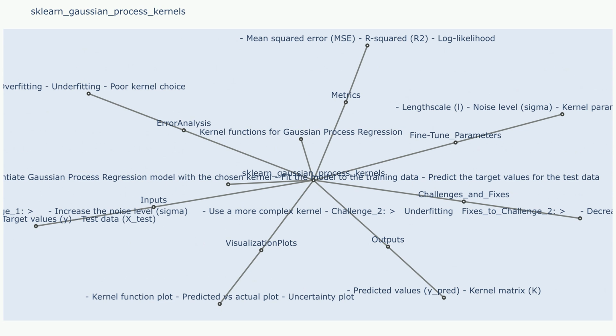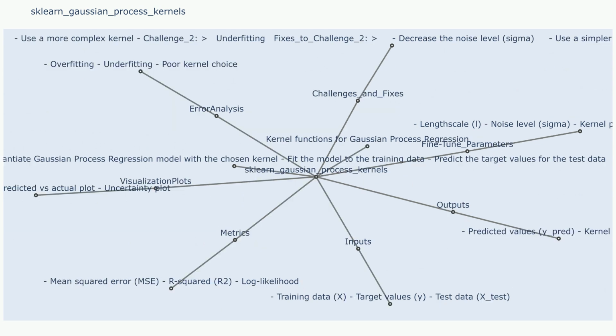Metrics: Mean squared error (MSE). This metric measures the average squared difference between the predicted and actual values. Root mean squared error (RMSE). This is the square root of the MSE, providing a measure of the prediction error in the same units as the target values. Log likelihood. This metric evaluates the goodness of fit of the model, reflecting how well the model captures the data's underlying structure.